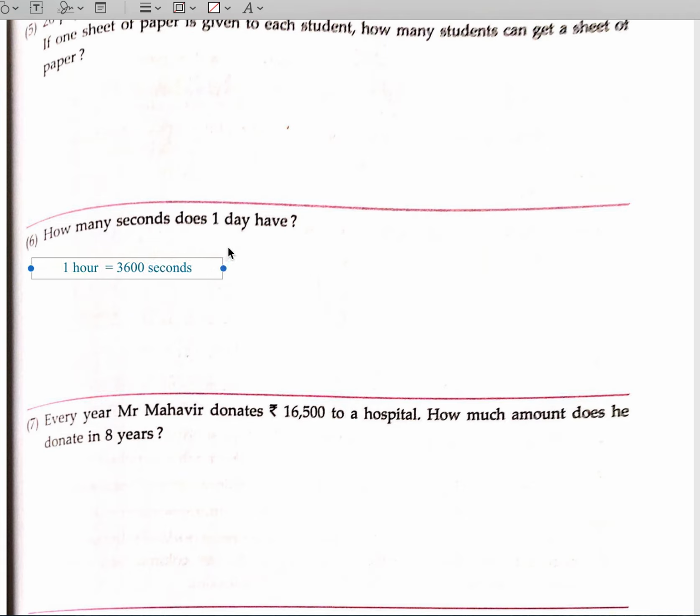Next, as we know, 1 day has 24 hours. So next we will write 1 day. We will write 3600 into 24. That will give us how many seconds 1 day has. So let's perform the multiplication. We will write 24 into 36 and then add the 2 zeros in the last.